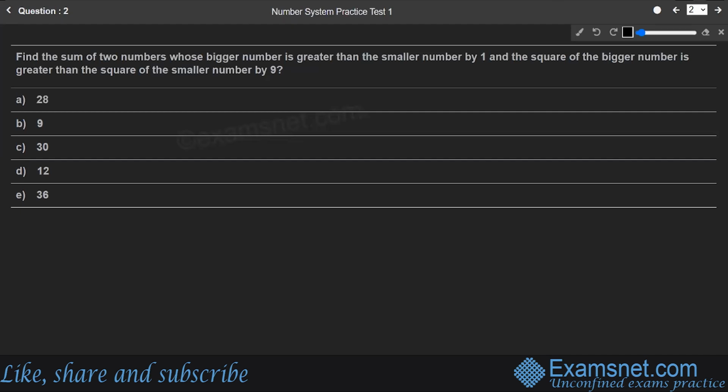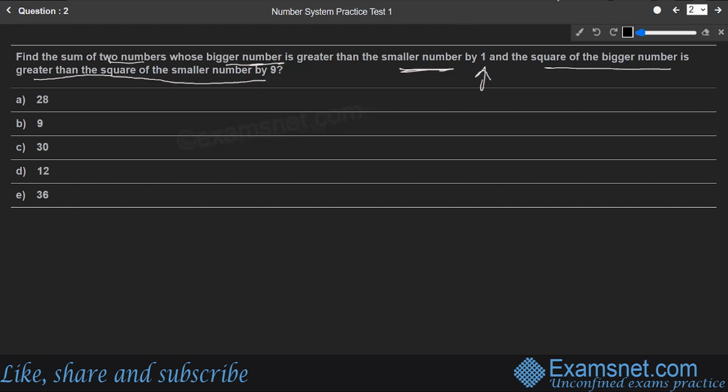Okay, so the next question is: find the sum of two numbers whose bigger number is greater than the smaller number by 1. That is, the difference between the bigger and the smaller one is 1. And the square of the bigger number is greater than the square of the smaller number by 9. So this is the situation given. So we'll have to assume some variables for the bigger and the smaller one. Then we'll make some equations out of them, and then we'll try to solve those equations to get both the numbers. Basically he's not asking for both the numbers, he's asking to find the sum of the two numbers.